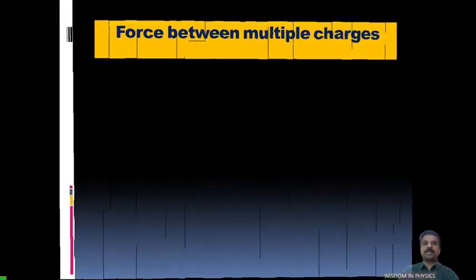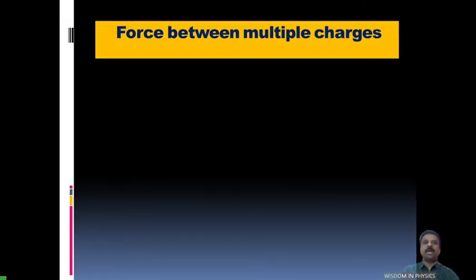Next we will discuss what will happen when we have a number of charges. So far we have discussed only with the help of two charges, what is the force acting between the two charges and what are the directions of the forces. But here we are going to see the system of charges. When we have more charges, what will be the resultant force? That we can understand from the superposition principle, right?